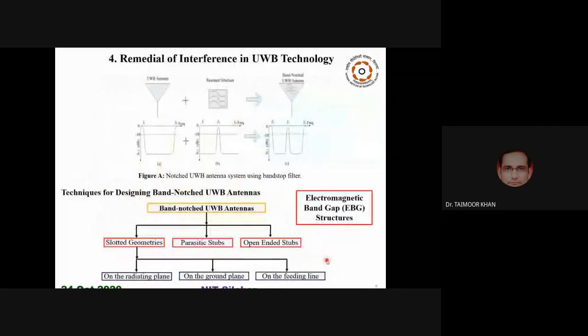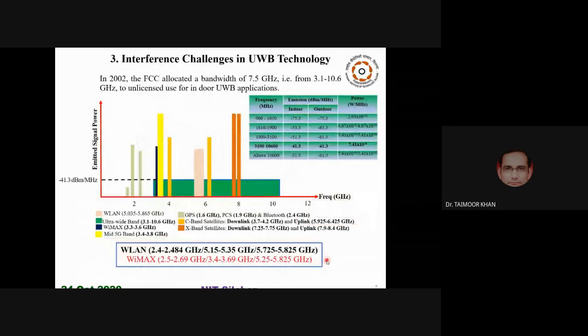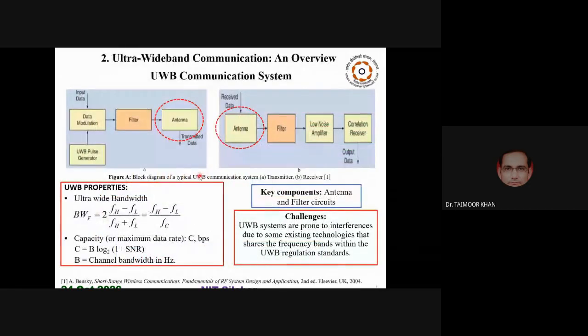Now I'm going back to that slide because this is the signal. If you see the block diagram of the communication system, it is basically a rough block diagram of a transmitter and a rough block diagram of a receiver.